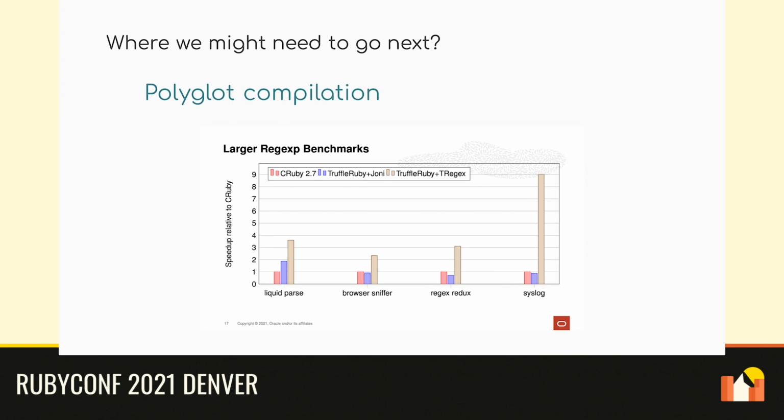What might we need to do next? Polyglot compilation. Something interesting that TruffleRuby is trying is it's using a compiler for regular expressions as well as for Ruby and combining them together. And Oracle have got fantastic speed up results from combining a JIT for regular expressions with a JIT for Ruby. And we could possibly do the same thing with combining JavaScript and SQL and other languages like that within one JIT.